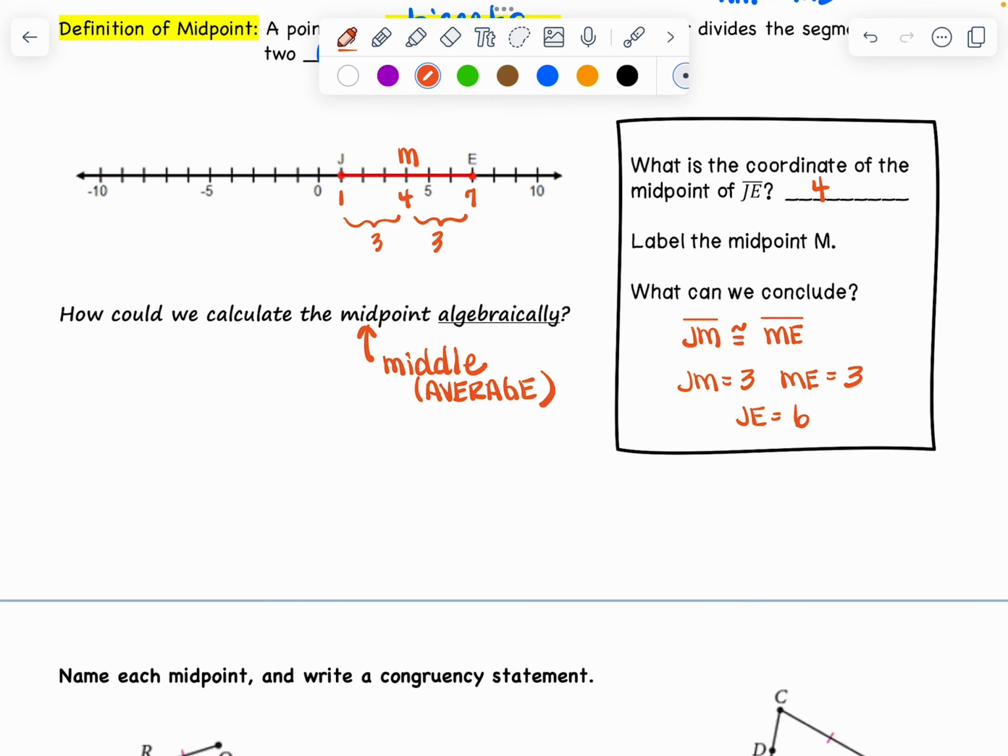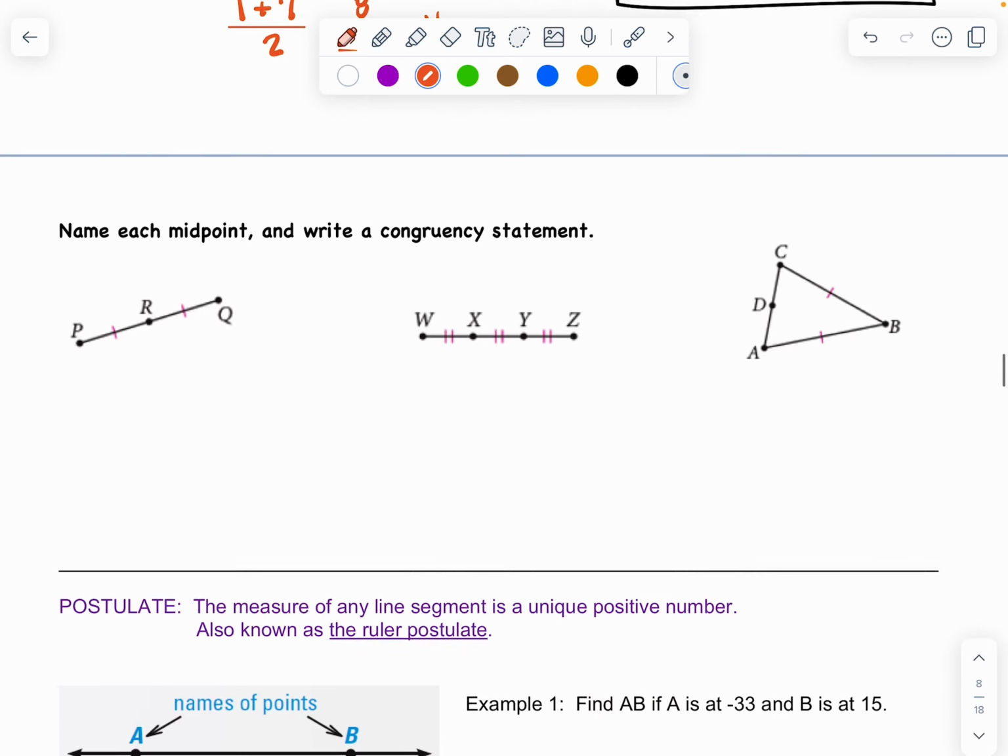We're going to calculate the average. So we have one endpoint of 1, the other endpoint is at 7, and then we're going to divide by 2. And you can see that that gives us 8 divided by 2, which gives us 4. Right, and so we've calculated the average, or the middle number, or the midpoint of the line segment. Okay, so we're going to use that a lot more tomorrow, but it's just a handy little thing to know.